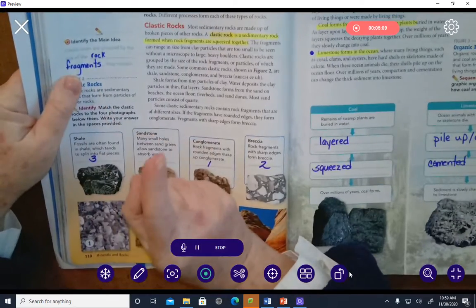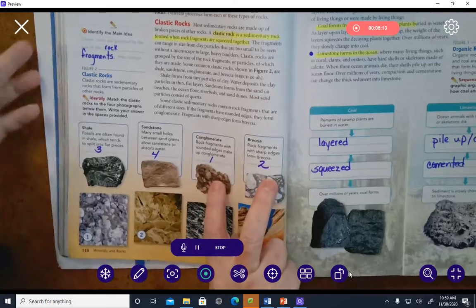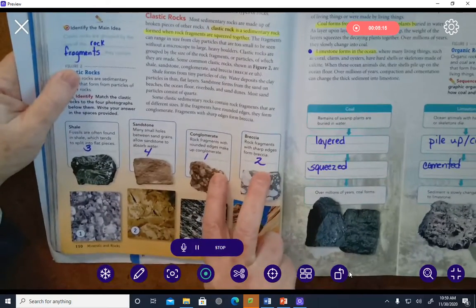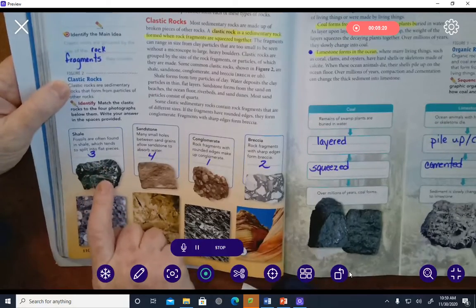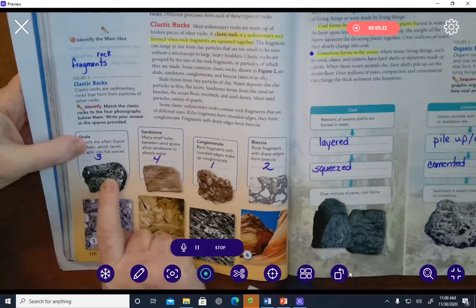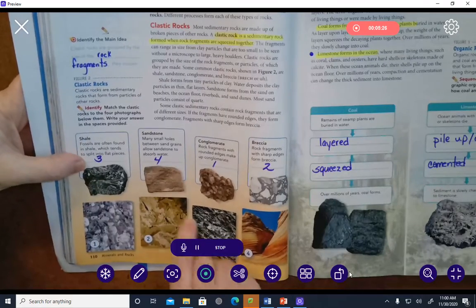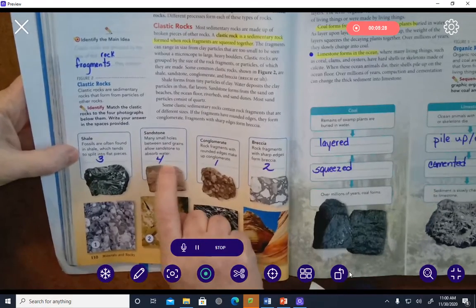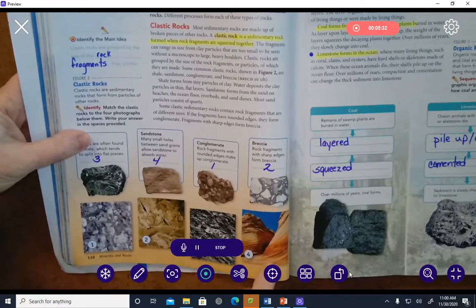Now, I want you to double check what you wrote down here, and you're supposed to do numbers. The last two are often confused because I think they threw you a curveball. Shale, which comes from clay, is split into flat pieces, which is probably number 3 here. Sandstone, number 4. We've had some experiences with sandstone and granite, is right here.